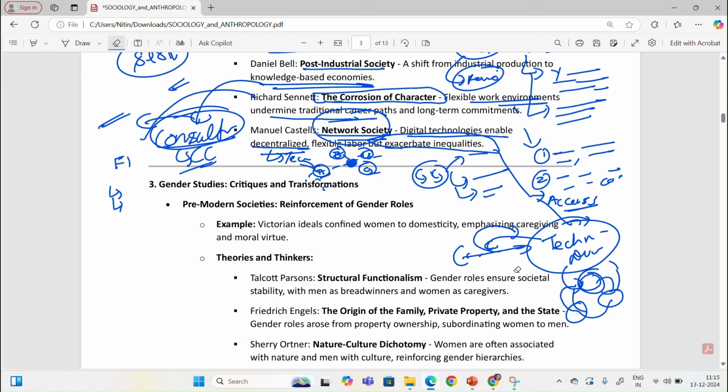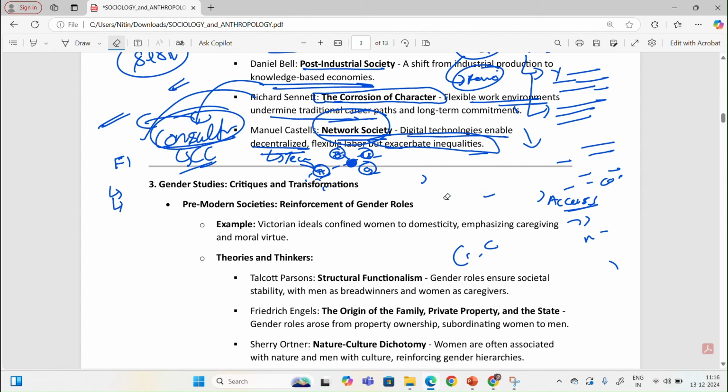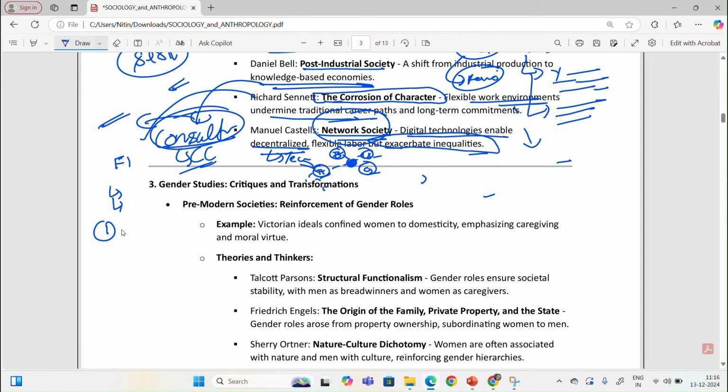Now let me just clear this off. Yeah. Now we come to gender studies. We talked first about cultural evolution, then we talked about workplaces and how they have changed, and third we are now talking about gender studies. The most important part of this is the feminism movement and the new things that are happening in the sphere.